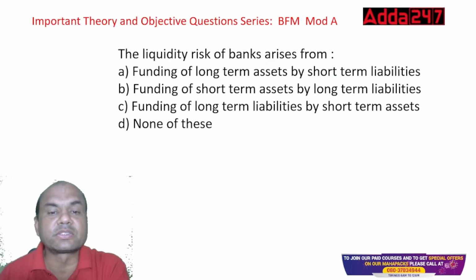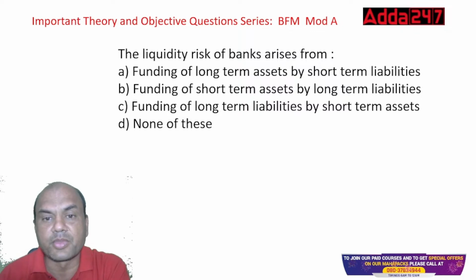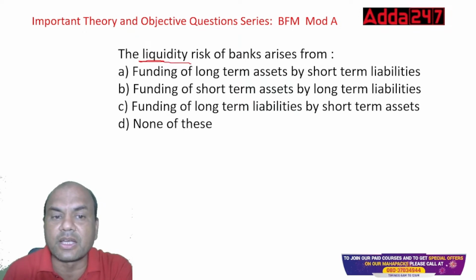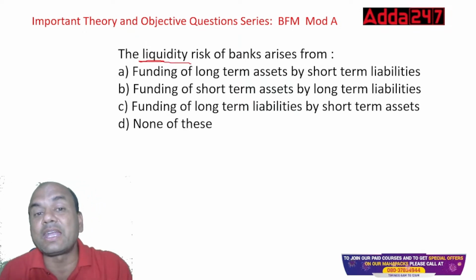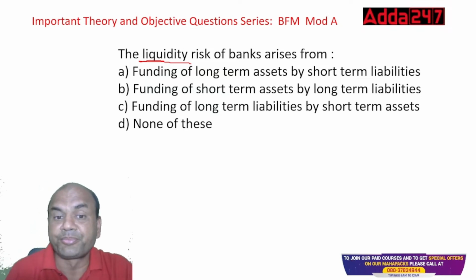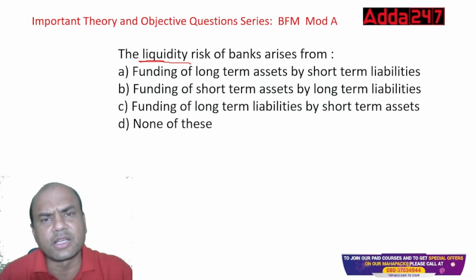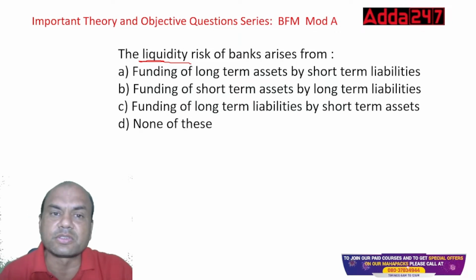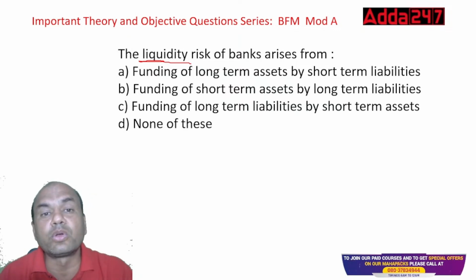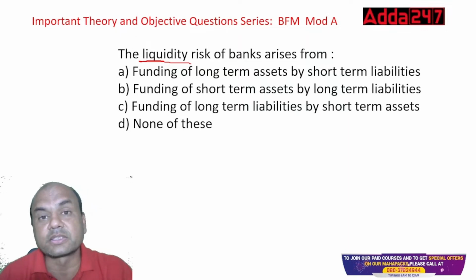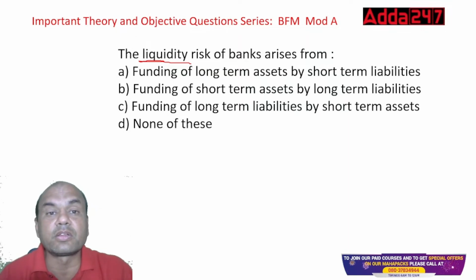The liquidity risk of the bank arises from. So liquidity risk of the bank, of any bank. What do you mean by liquidity risk? It means that I don't have money at the right time. Whenever I have to pay my EMI, I don't have money. That is a liquidity risk. Same thing about the banks also. Bank has to pay some bond holder. At that time, bank doesn't have the money. That is liquidity risk. If some depositor comes for withdrawal, bank doesn't have money. That is a liquidity risk.